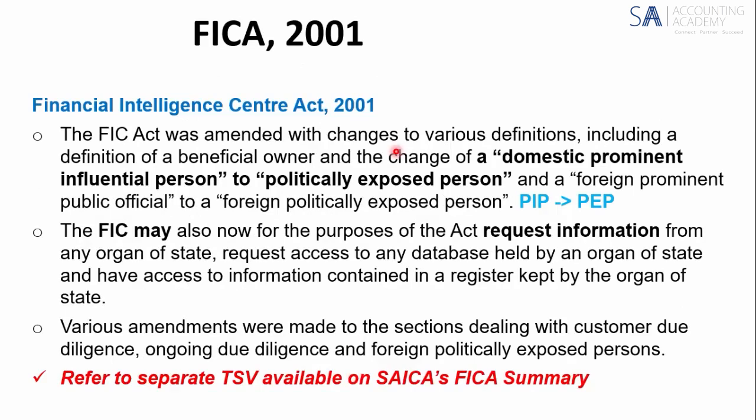In terms of FICA, I want to just quickly refer you here to the separate CSV I did on SAICA's FICA summary. The major change here is they've changed, I call it, from a PIP to a PEP. A domestic prominent influential person, they've changed to a politically exposed person. And you can see that the terminology is more in line with our tax laws as well. So a foreign prominent public official is now a foreign PEP.